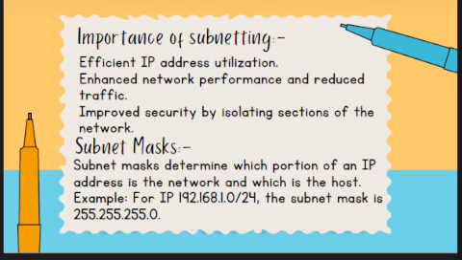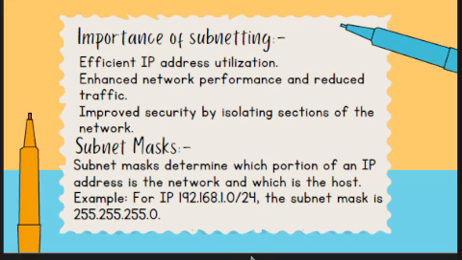What are the basics of subnet masks? Subnet masks determine which portion of an IP address is the network and which is the host. Example, for IP 192.168.1.0/24, the subnet mask is 255.255.255.0. A subnet mask is like a guidebook for dividing an IP address into network and host parts. Understanding this is essential for networking and subnetting.